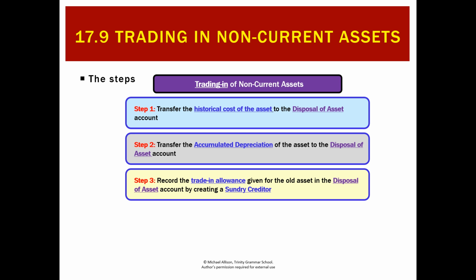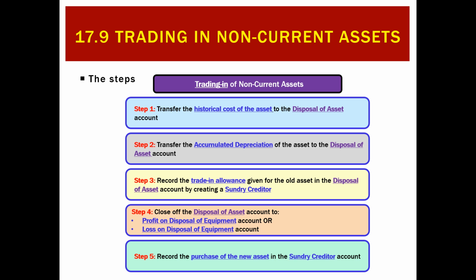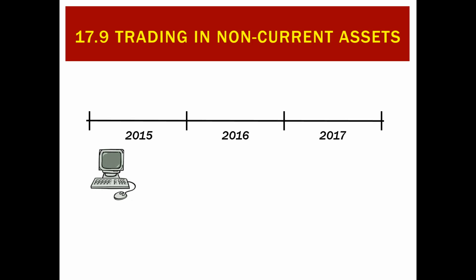Then we're going to add in a new step, record the trade-in allowance. So we'll talk about what that is in a second. Step four will be the same, figure out whether we made a profit or a loss on disposal. And then we've got a new step, record the purchase of the new asset in the sundry creditor account. So let's go through this by way of an example.